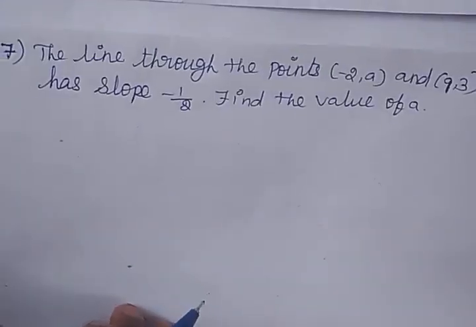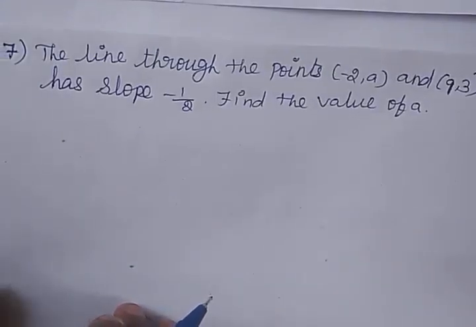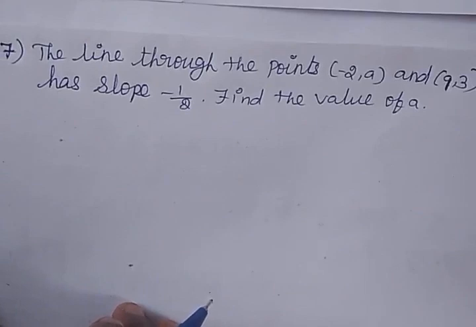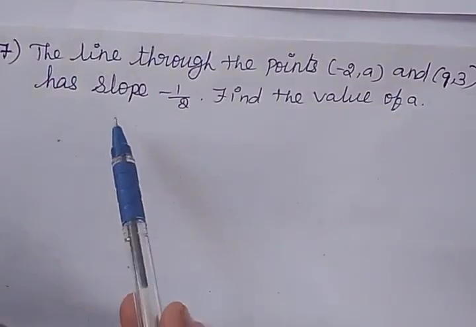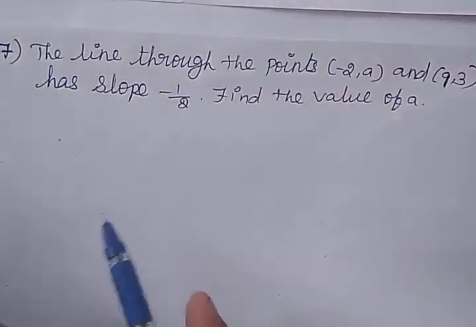The next question is 7. The line through the points (-2, a) and (9, 3) has slope -1/2. Find the value of a. The slope is given, and the points are also given.